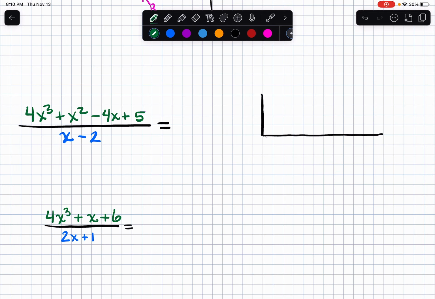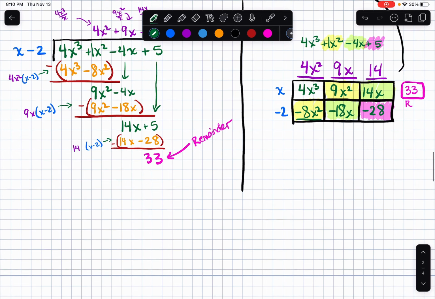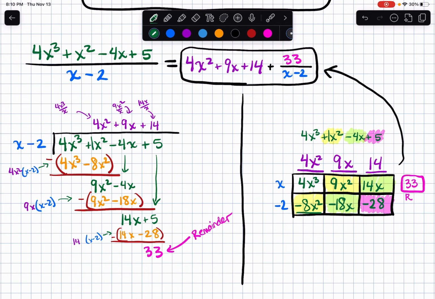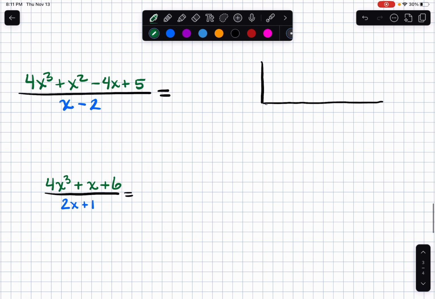If we're doing synthetic division with my first example up here, this is the first problem we did. We know that the result is 4x squared plus 9x plus 14 plus 33 all over x minus 2. Synthetic division is kind of a shortcut. My first step is to make sure I'm dividing a polynomial by something of the form x minus a or x plus a. So I need to have a 1x in my divisor. So I do, which means I'm just going to list my coefficients in descending order. My coefficients are 4x cubed, 1x squared, negative 4x, and 5. I'm just going to list my coefficients atop the box.